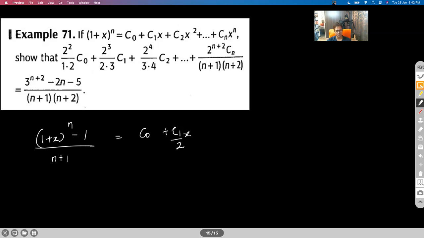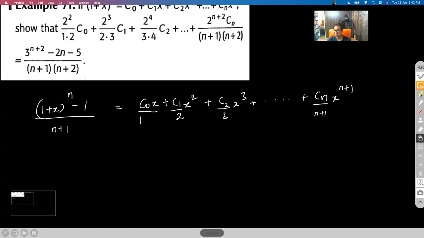I think this was x, this was x squared. Then c2 by 3 x cubed, till cn by n plus 1 x to the power n plus 1. Now, in order to bring 3 here, 4 here, in fact, in order to bring 2 here, we need to integrate once more. That everybody agrees. So, this was the result. This was our previous result.